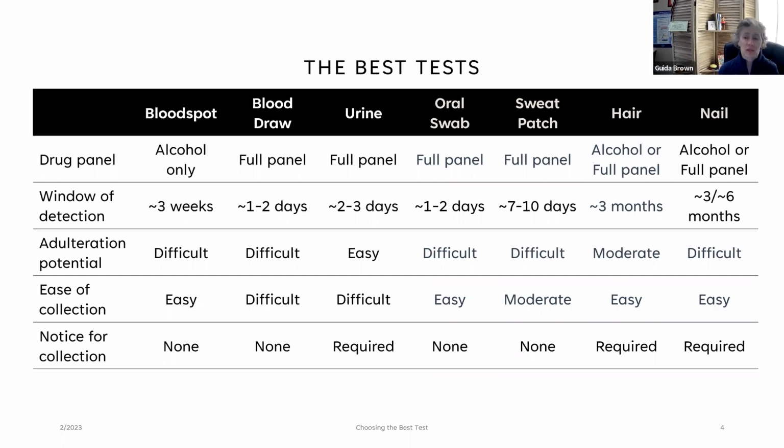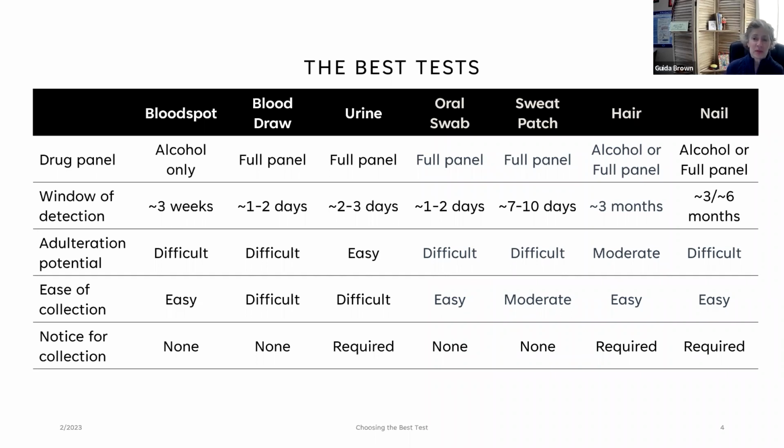The typical is about 7. It is difficult to adulterate that. The ease of collection is moderate. It has to be placed and removed by somebody who's skilled in placing and removing that sweat patch, so it can't just be sent to somebody and have them do it themselves. The notice of collection is no, we don't have to tell anybody. They walk in, you can put a patch on.